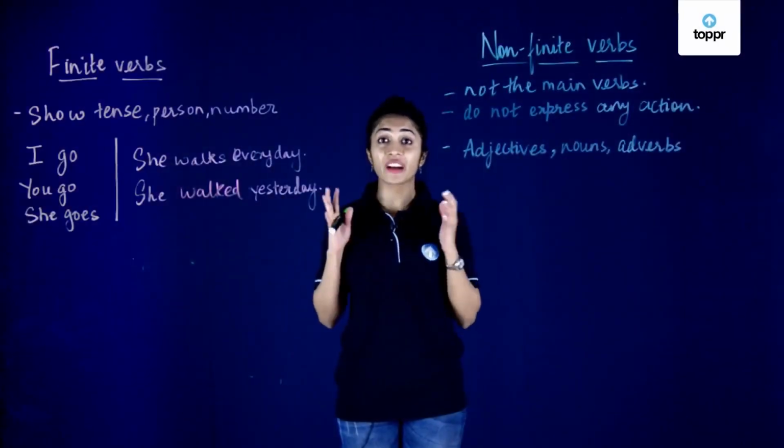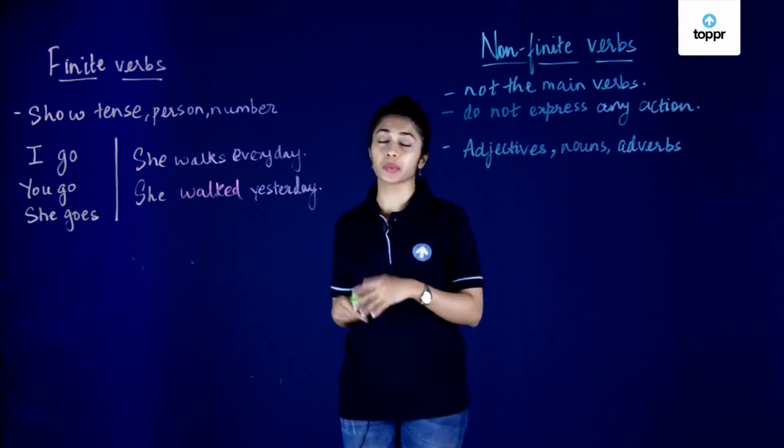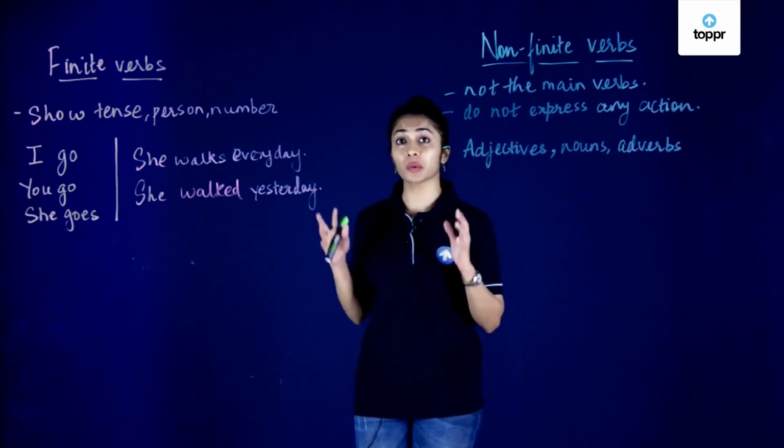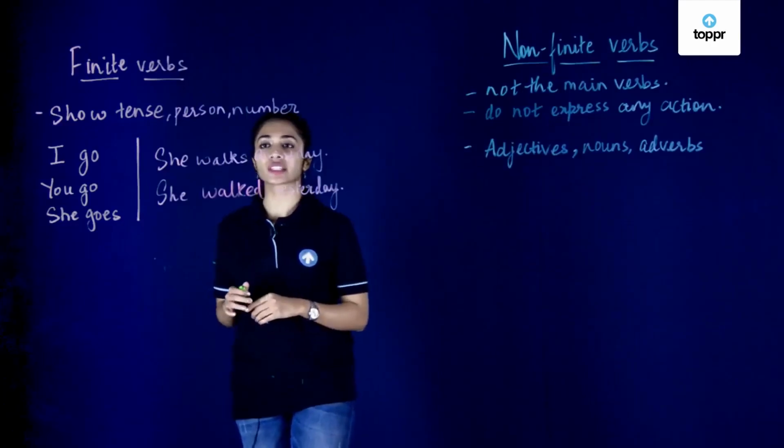We are going to learn about finite verbs and non-finite verbs. Well, first let's look at our finite verbs. Finite verbs are nothing but verbs that show tense, person and number. Let's take a look at our first example.